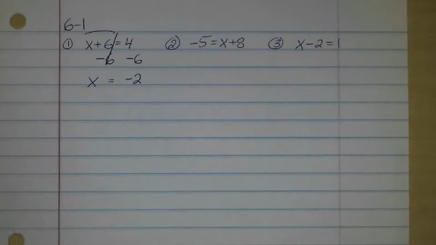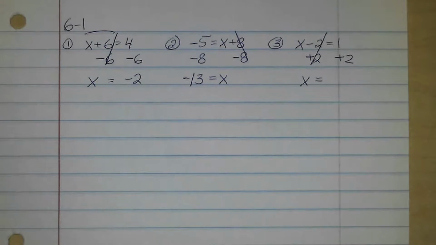For question 2, I take care of that plus 8 with a minus 8. The 8's cancel. And negative 5 minus 8 is going to be negative 13. For question 3, take care of that minus 2 with a plus 2. On the left side of the equation, the 2's cancel. And on the right-hand side, 1 plus 2 equals 3, so we have x equals 3.